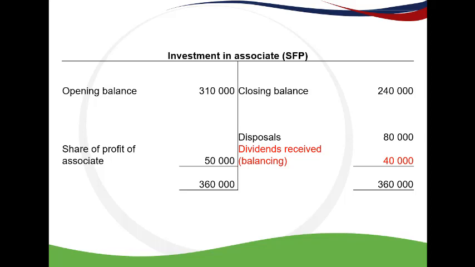In some instances, the dividends received will be provided, and the balancing figure in the investment in associate account will either be proceeds from the disposal or cash paid for acquisitions. The same principle as above can be applied to the investment in equity instruments account in order to calculate the dividends received or acquisitions or disposals.